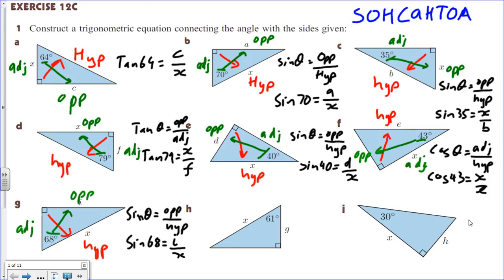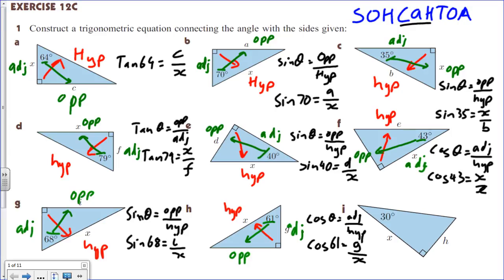H. First thing I do before I start, look for my side opposite the right angle. So that's going to be my hypotenuse. Then I've got my angle there. So going across from my angle, that's going to be my opposite side. And my side next there is going to be my adjacent side. Whoops, I'll put an A in the beginning there. Adjacent side. So this time I've got adjacent and hypotenuse. So that up there in SOHCAHTOA is going to be my cosine. So cos theta equals adjacent over hypotenuse. So cos 61 equals my adjacent, which is g, over hypotenuse, which happens to be x.